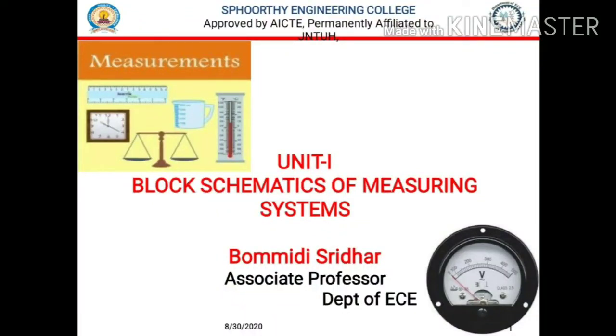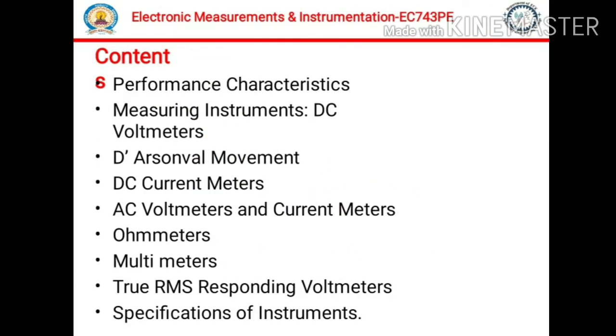Welcome to all for the course Electronic Measurements and Instrumentation. The unit 1 is block schematics of measuring system. So in unit 1 we are going to cover, we'll start with the general block diagram of measurements and instrumentation system, then followed by the performance characteristics, then measuring instruments under this.